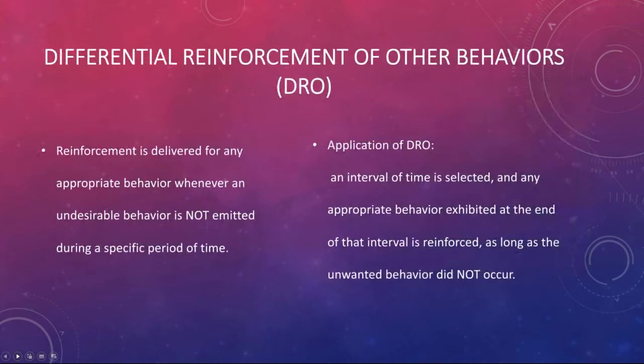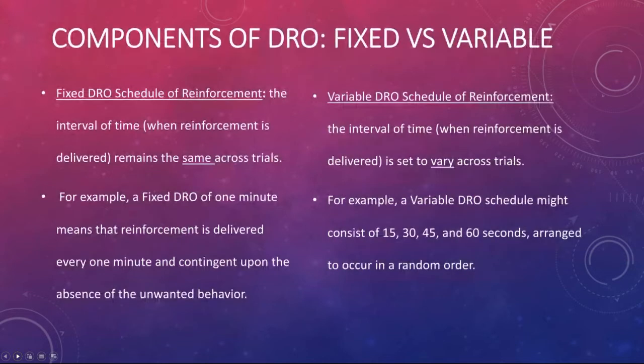Hey y'all, this is Brittany, and I will be talking about differential reinforcement of other behaviors, also known as DRO. DRO is reinforcement delivered for any appropriate behavior that you reinforce anytime an undesirable behavior is not emitted, and it's during a specific amount of time. To apply DRO, you just select the time, and any appropriate behavior exhibited at the end of the time interval is reinforced as long as the unwanted behavior did not occur.